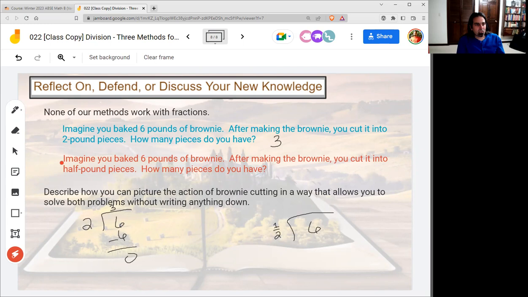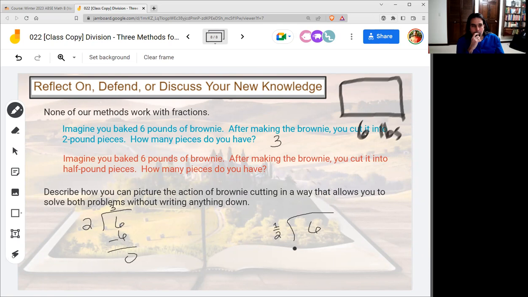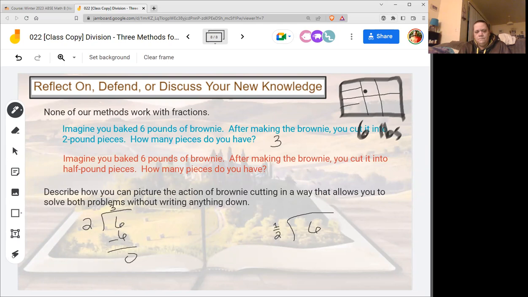If you had 6 pounds of brownie, how many 1/2 pound pieces would you get? I could draw a picture. Here's my brownie thing. Altogether, it's 6 pounds. How would I make 1 pound pieces? Six squares. So if my art was good, and it's not, these would each be 1 pound, right? So how many half pound pieces do I get? 12 squares. Yeah, I would cut each of those again, and I'd have 12.